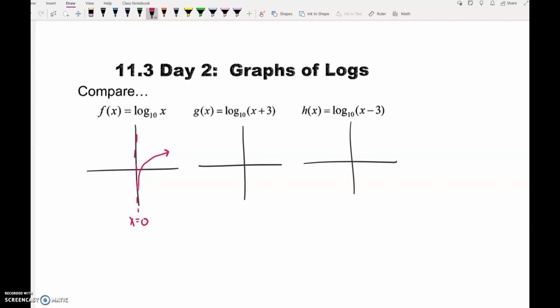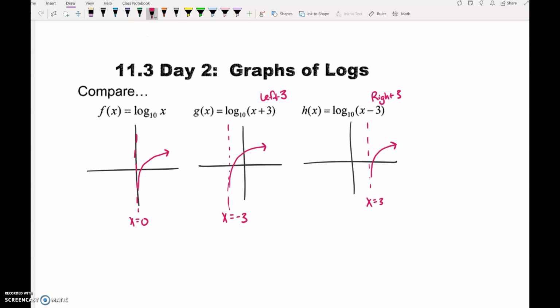This next graph is going to look like this. It has an asymptote at x equals -3. This plus 3 moves the graph left 3. So adding something to the x inside the log shifts the graph left or right, and it's opposite, just like it was with exponential graphs. So this -3 is going to move the graph right 3. So it's going to put our asymptote at +3, and then the graph would look something like that.